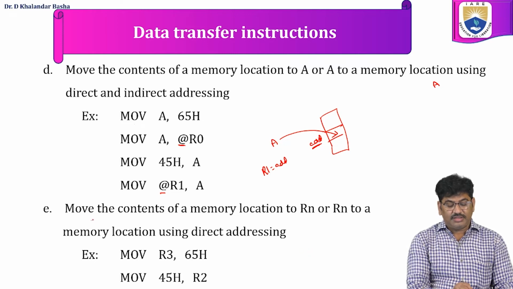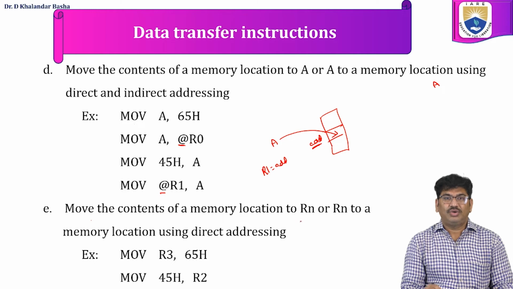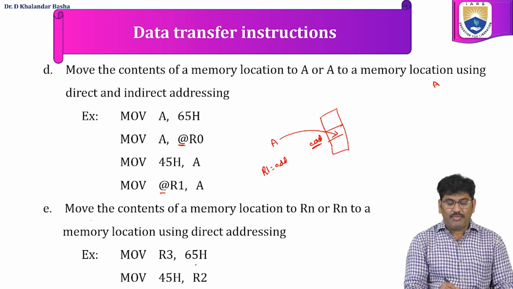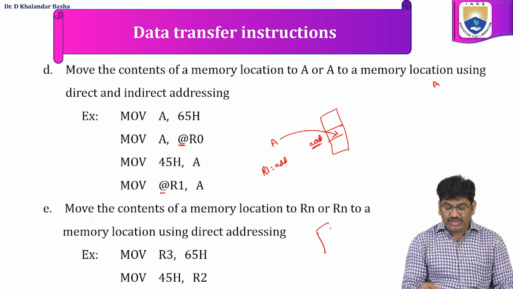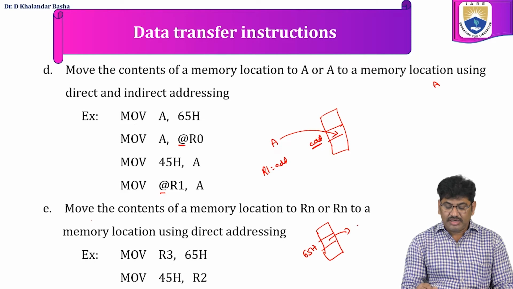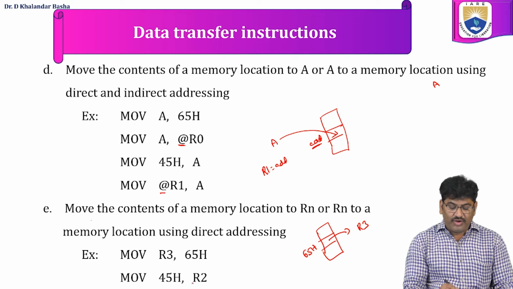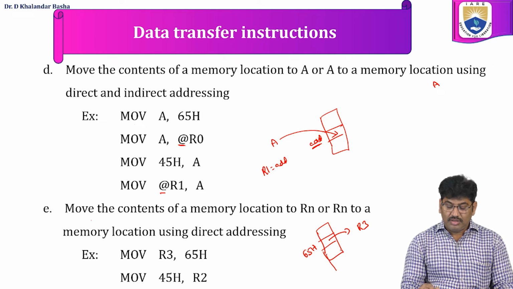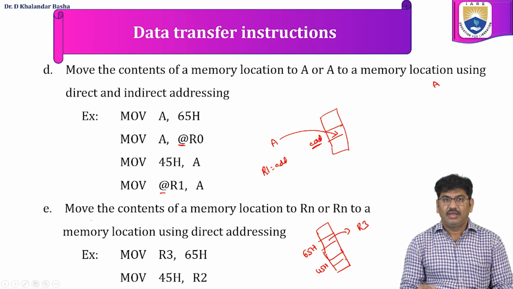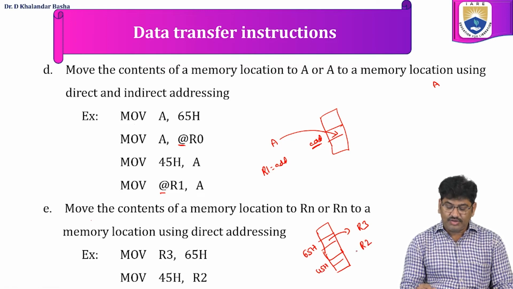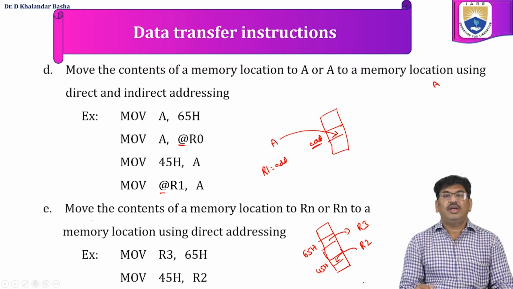The next category is to move the contents of a memory location to Rn or Rn to a memory location using direct addressing mode. MOV R3, 65H. So here the source data is 65H, which is a memory location. This memory location's contents will be copied into R3. Next, MOV 45H, R2. Somewhere here assume this is the address which is 45H. This is the destination. The contents of R2 will be copied into the memory location.